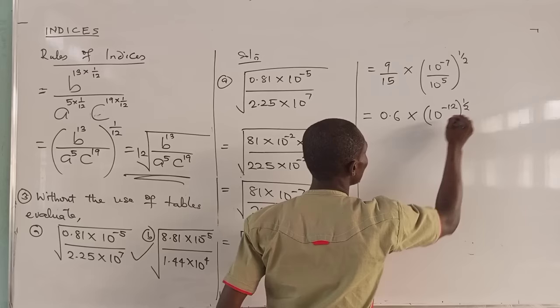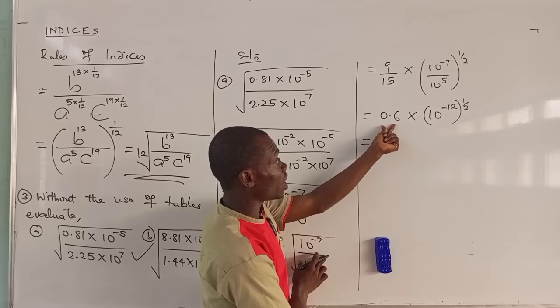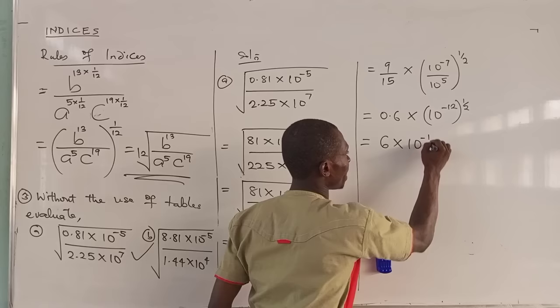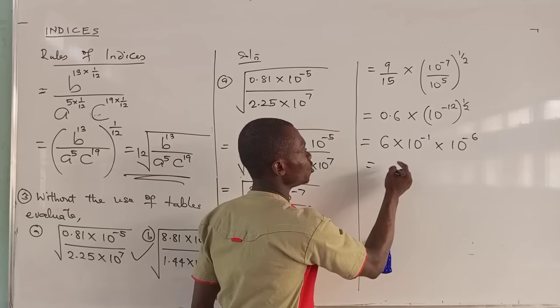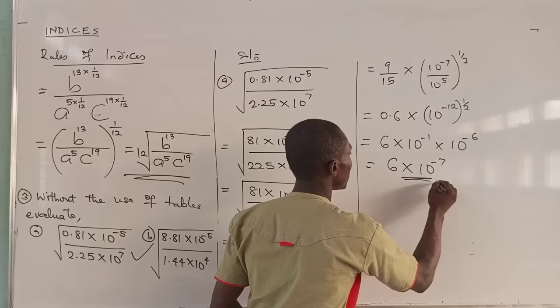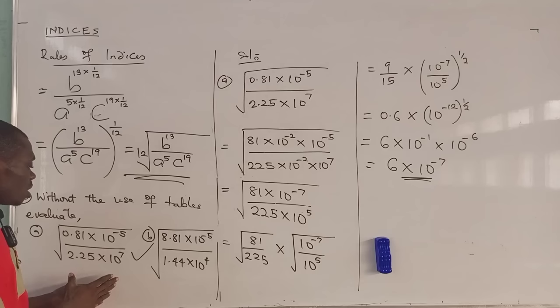So I'll have 10. Now, meanwhile, before then, by the standard form I just talked about, 0.6 is the same as 6 times 10 raised to power minus 1. And when you open up this bracket, you will get 10 raised to power minus 6. And then, when you now apply the multiplication rule here, you will have 6 times 10 raised to power minus 7. So that is the solution to the A part of this problem, which I said I'm going to just take care of together with you.